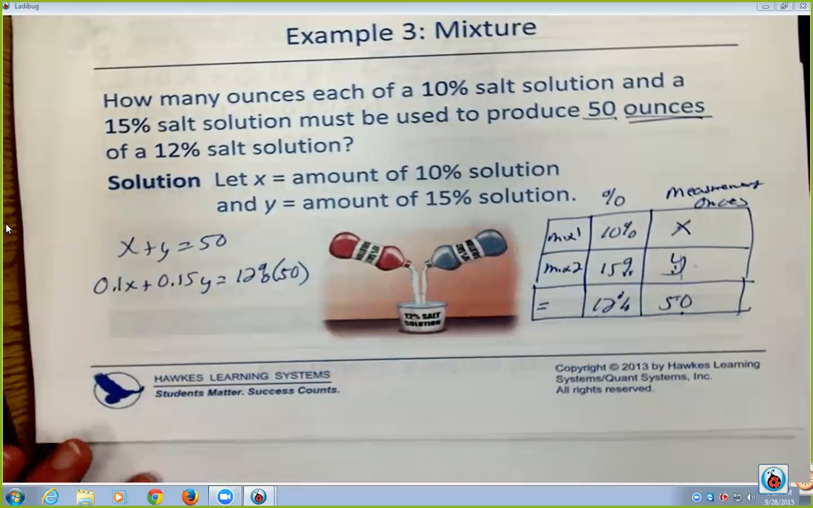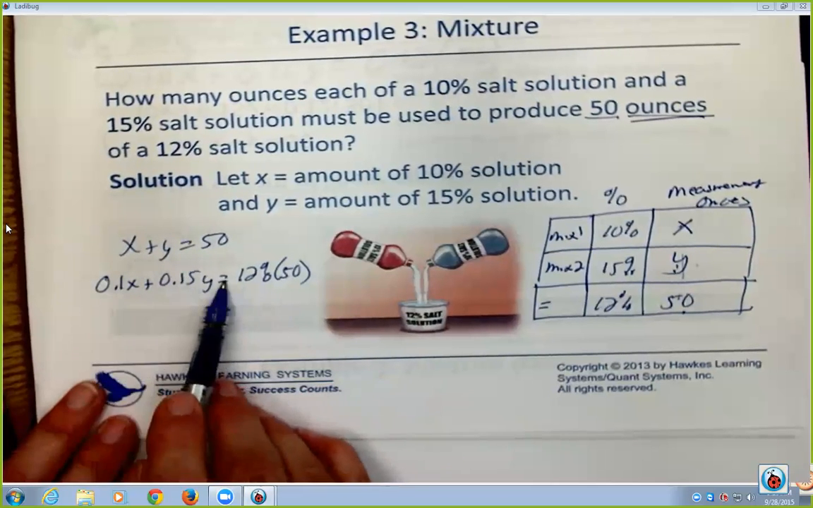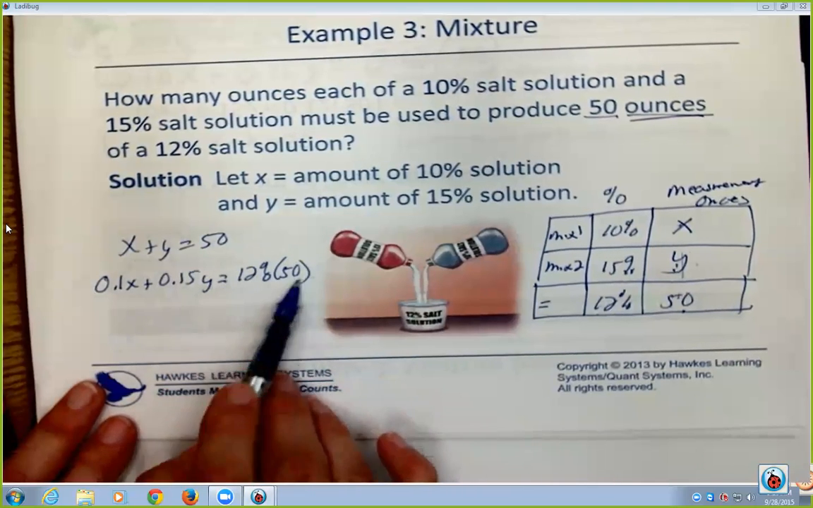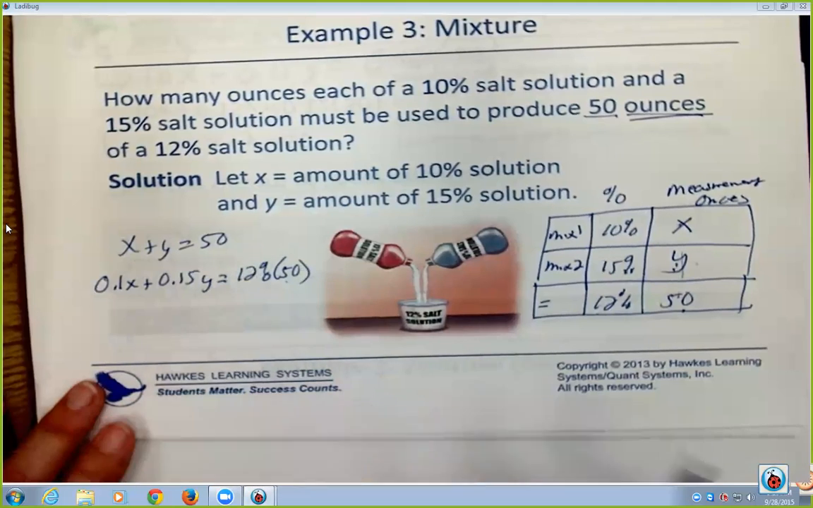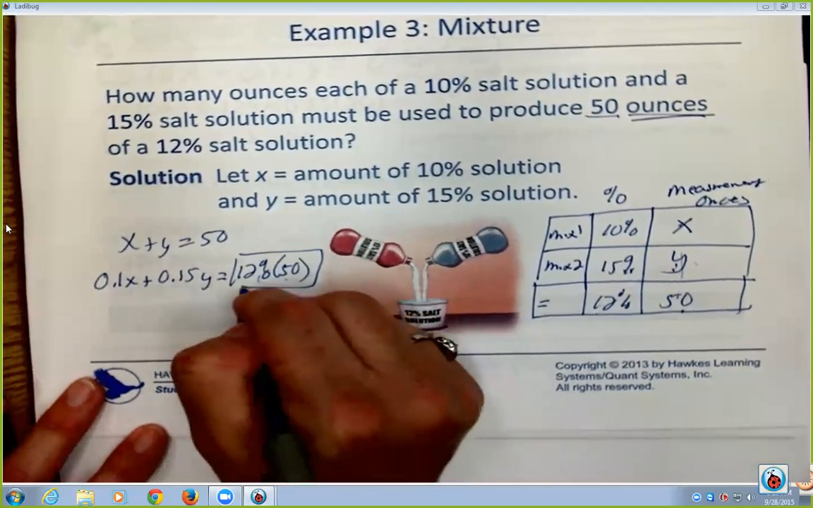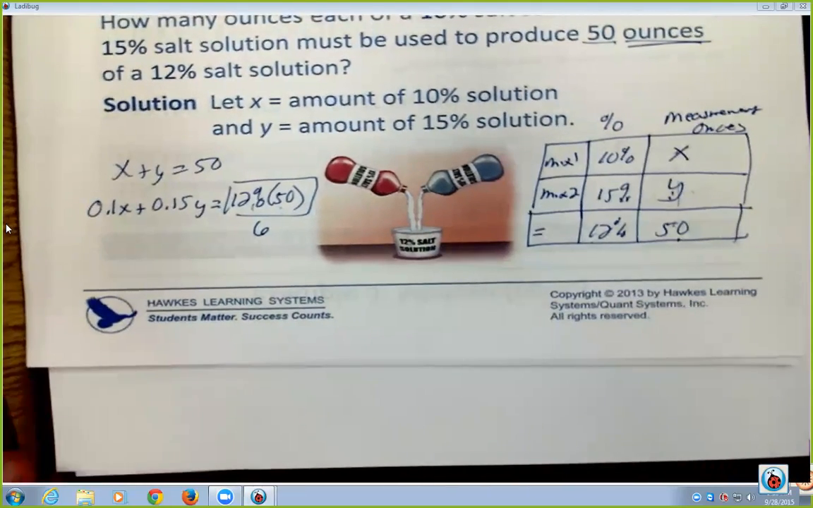So if I go to put this on my calculator, first equation's good, second equation is good up to this point. I need to find out before I put it on my calculator what 12% of 50 happens to be. So 0.12 times 50 is going to give me 6. So this piece gets replaced with 6. Then I can end up sticking that on my calculator in order to solve it.